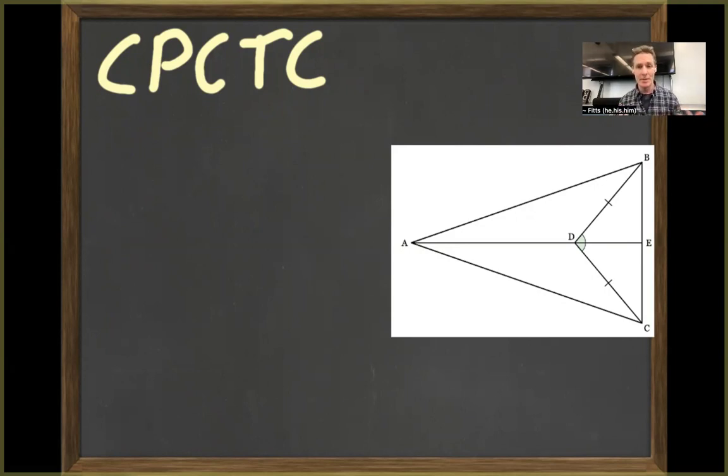I'm going to make a quick video, hopefully it'll be quick, on triangle congruence proofs, and specifically CPCTC. And what is that? Well, if we can prove triangles congruent, then we can prove all the other parts of the triangles are congruent, and then we can prove other things. So let's take a look at an example.